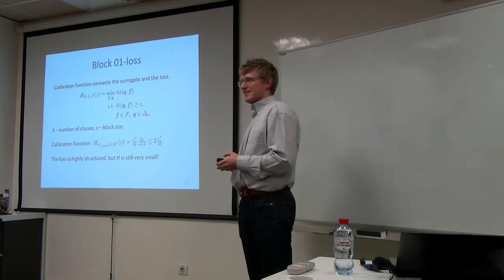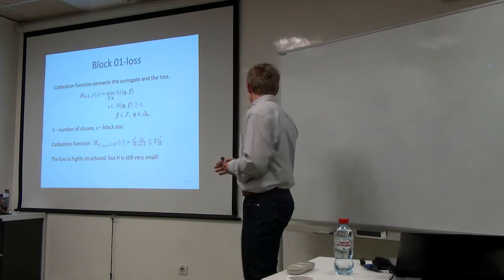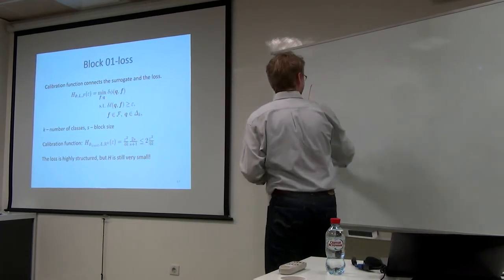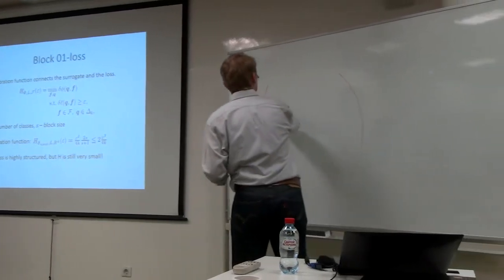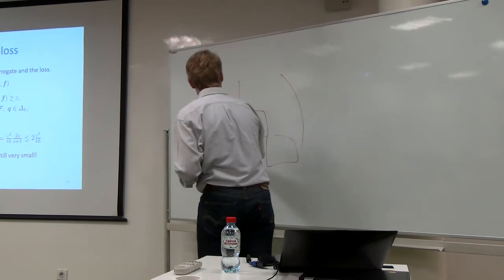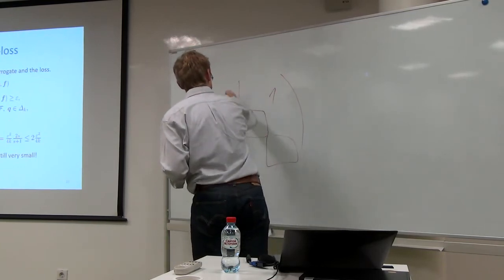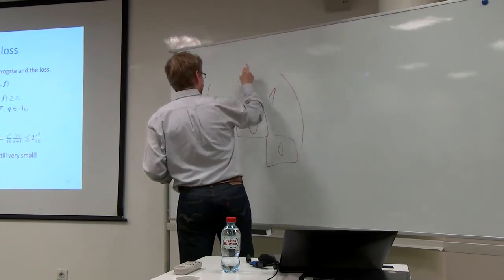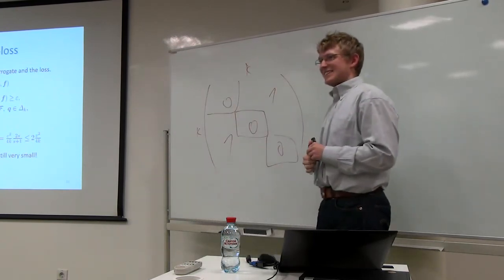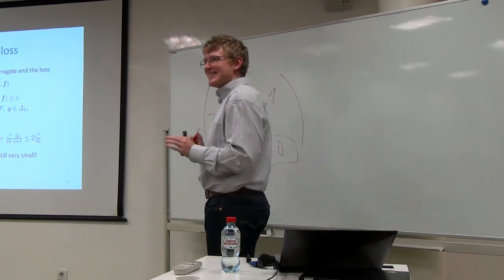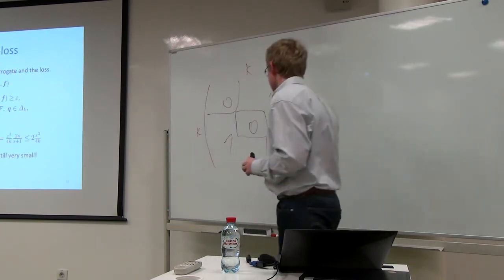What is block 0-1 loss? Probably you should repeat it again. I'm afraid it remains unclear. Okay, let's use this. Here are ones, and here are zeros. So here are 3 blocks, and this is a matrix of size k by k. It's the simplest structured loss we were able to come up with to start the analysis.